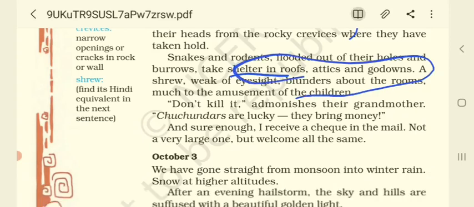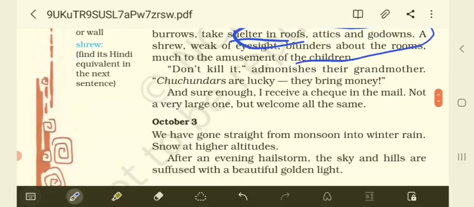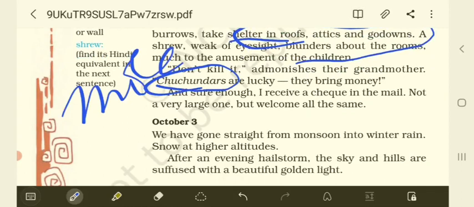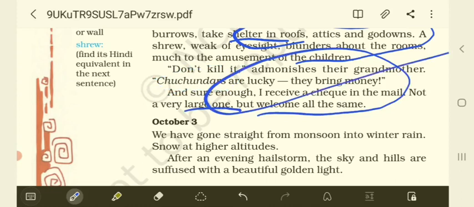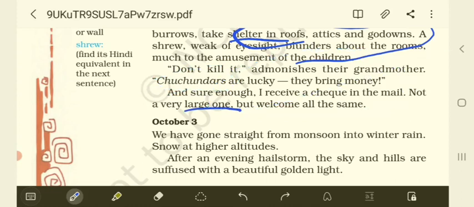Rats and all. Don't kill it, admonishes the grandmother. Chuchundar. So shrew, what are shrews, class? Chuchundar, mole. It says Chuchundars are lucky, they bring money. And sure enough, I receive a check in the mail, not a very large one, but welcome. All the same, since he is a writer, he received this check and he was happy.